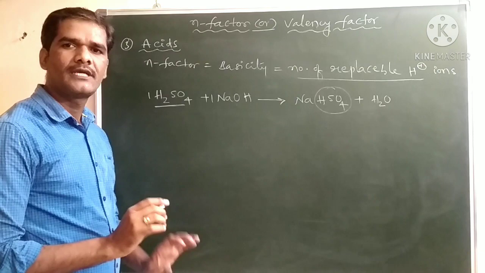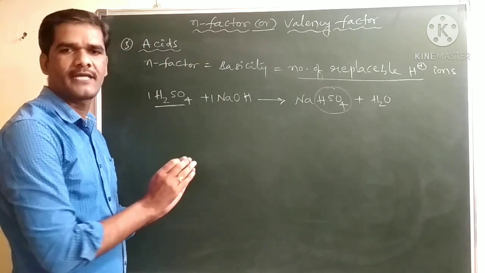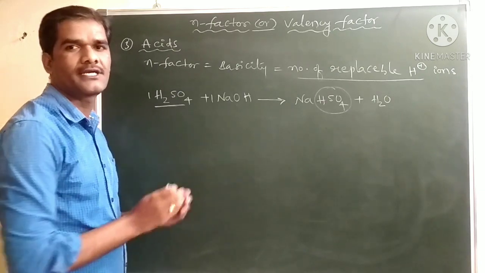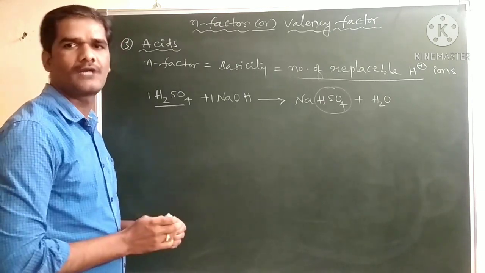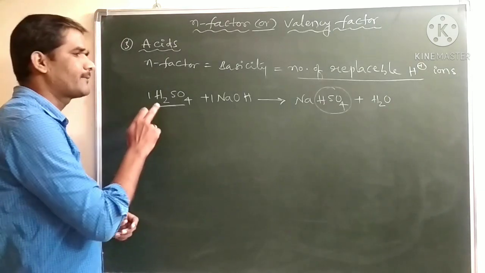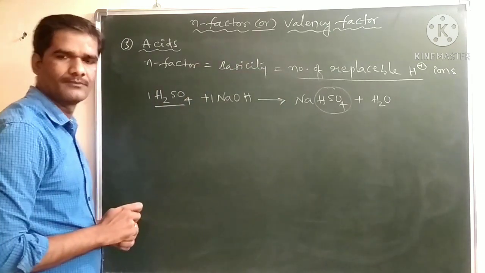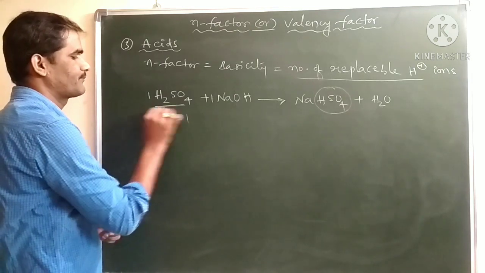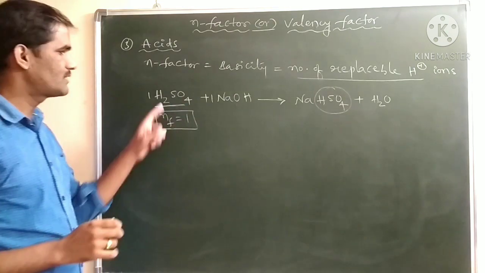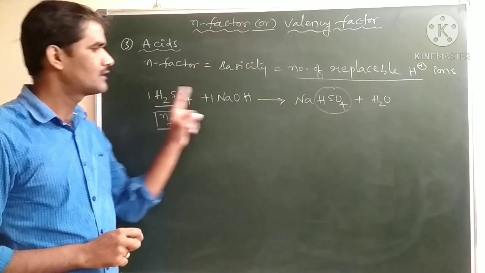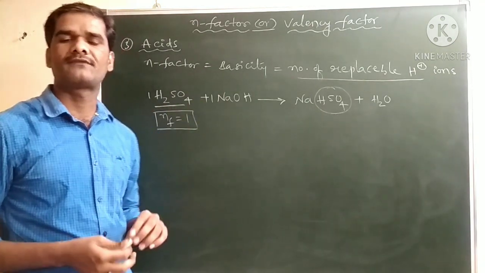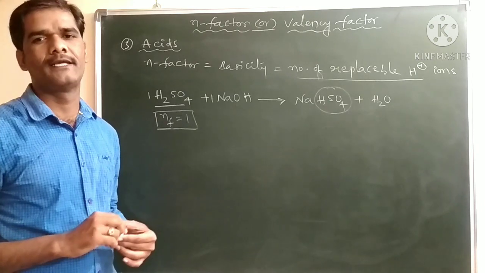In general, if they give only H2SO4, you can say the N factor is 2. But if they give H2SO4 in a reaction condition, then you have to check very carefully. Here it replaces only one hydrogen atom, so the N factor in this case is 1. When 1 mole of H2SO4 reacts with 1 mole of NaOH, the N factor for H2SO4 is 1 only.